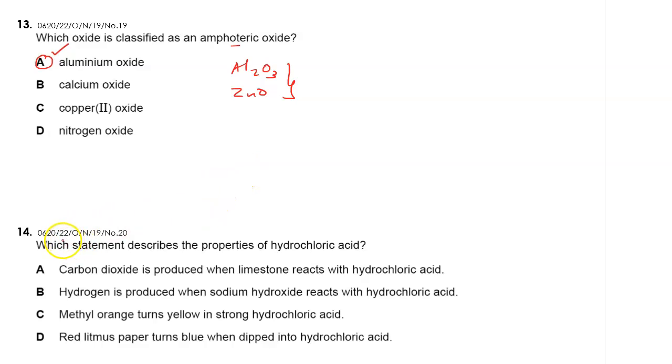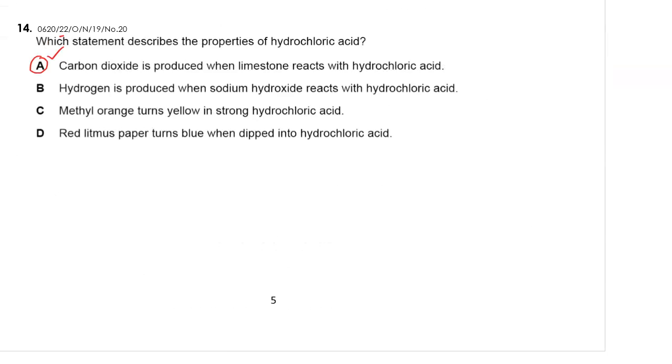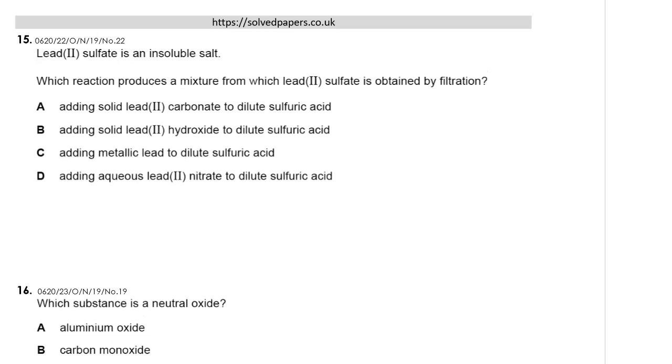Number 14 from paper variant 2.2. This was question number 20. Which statement describes the properties of hydrochloric acid? Looks like this question we have met previously. Carbon dioxide is produced when limestone reacts with hydrochloric acid. I think this is correct. Look above. We have met this question previously. You can confirm that. So we don't need to waste a lot of time on that. Question number 15.